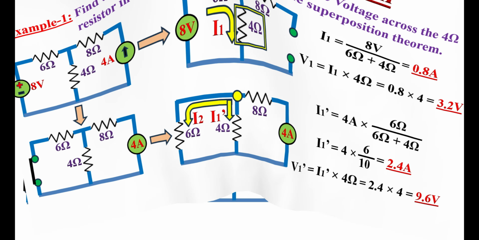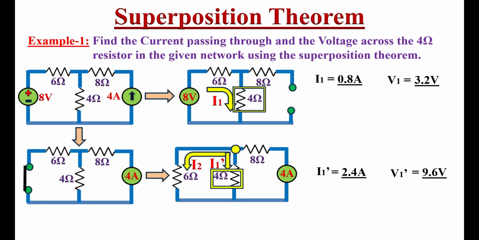Now the final step of the superposition theorem, that is the algebraic sum of our individual responses. First, let's look at the current. We found 0.8 amperes from the first source and 2.4 amperes from the second. Adding them together, the total current I through the 4 ohm resistor is 3.2 amperes. Now for the voltage, we had 3.2 volts from our first calculation and 9.6 volts from our second. This gives us a total voltage drop of 12.8 volts.